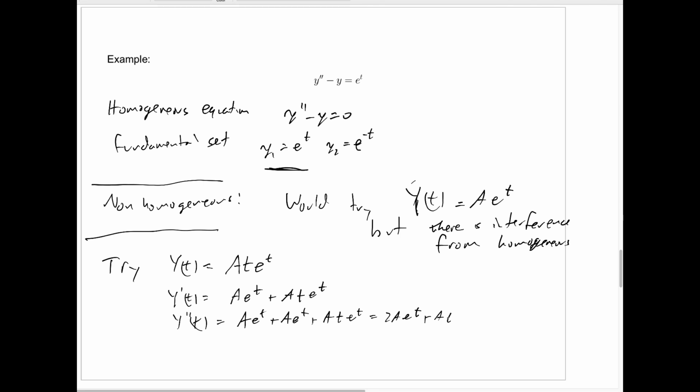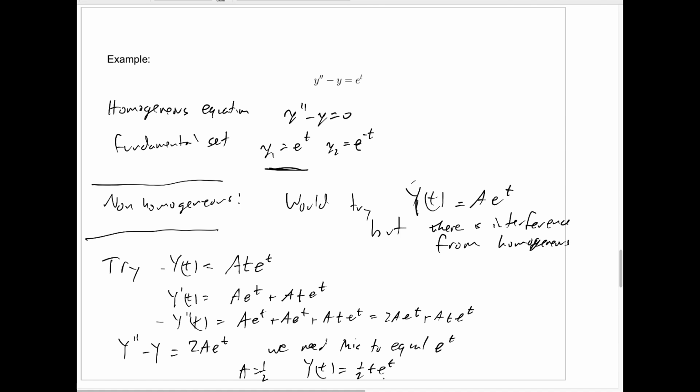If we look at y double prime minus y, we get this minus this. The a t e to the t parts cancel, and we get exactly 2a e to the t, and we need this to equal just e to the t, so it's pretty clear here a is 1/2, and y of t will be exactly 1/2 t e to the t. This will be a particular solution to our non-homogeneous equation. Again, check that. Every time we compute these things, I want you to check these results. You can pause the video now and check the result.